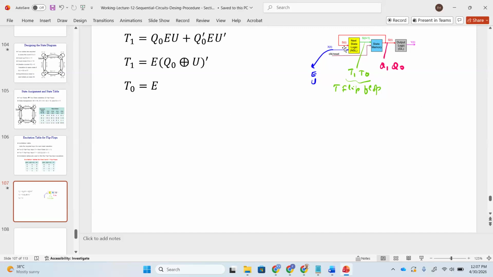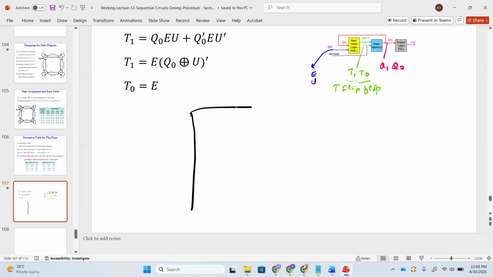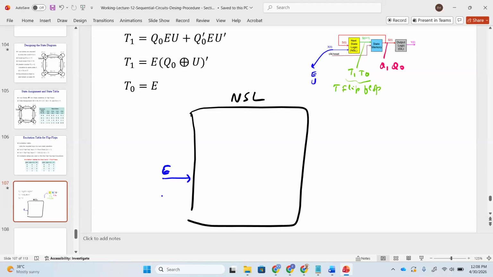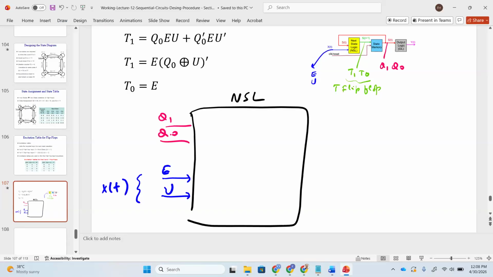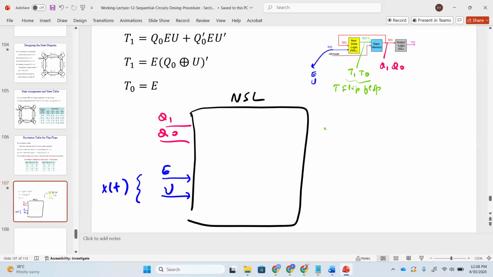So we have the next state logic, the NSL. In this NSL, you have the inputs E and U. E and U are the inputs. This is my XT. And then we have the inputs Q1 and Q0, which is the red color. And the output of this is now not D1 and D0, because we want to design it using T flip-flop. So the output of this is the next state; please remember this is ST. This is actually T1 and this is T0.